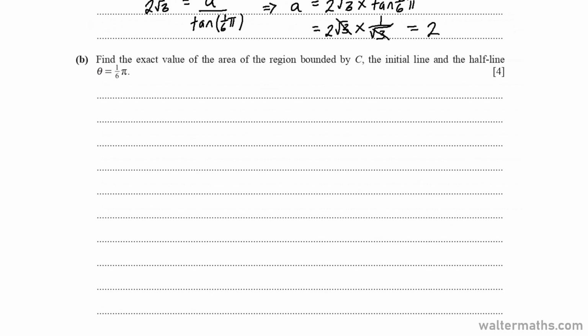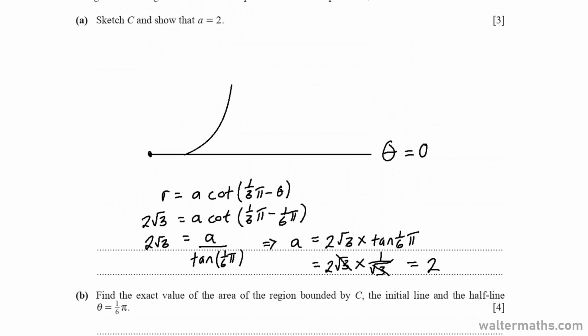So on part B, the question goes, find the exact value of the area of the region bounded by C, the initial line, and the half line theta is equal to a sixth pi. So in our case here, the area that we're looking for is this area here, bounded by the curve, the initial line, and the half line theta is equal to a sixth pi.